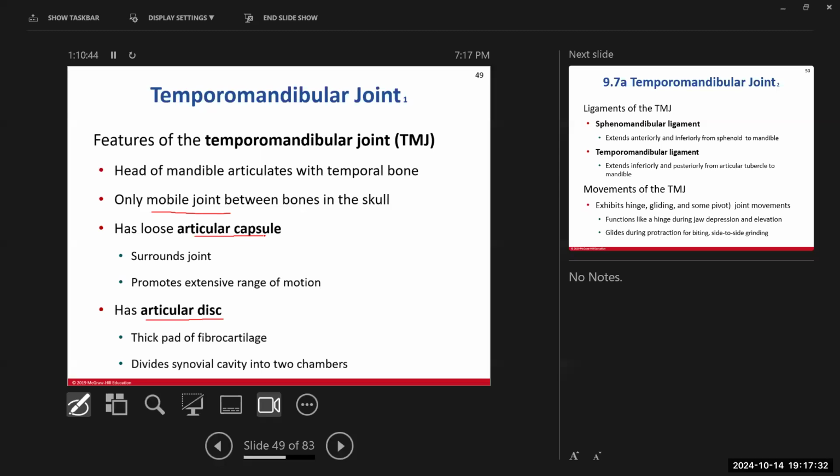That's all it is. So now you know how your joints pop. That's the reason why.